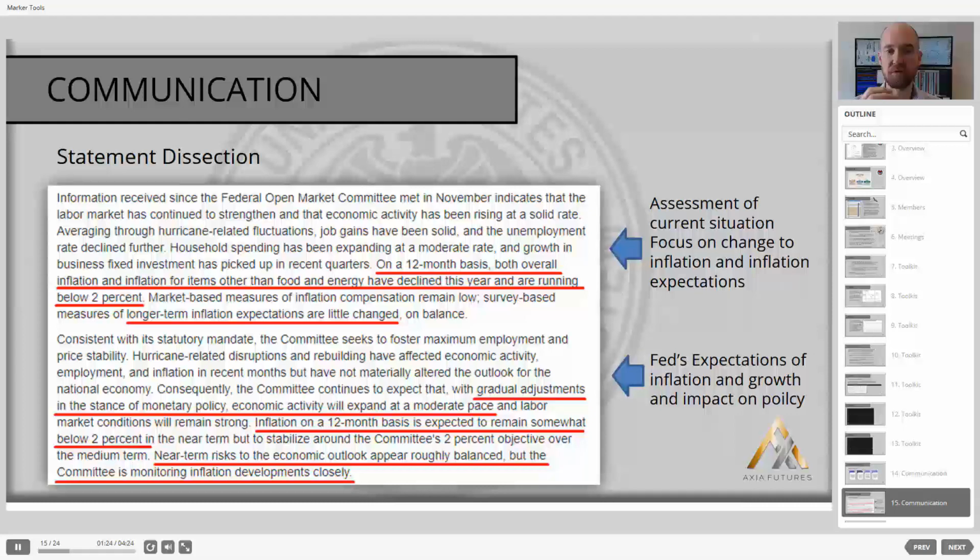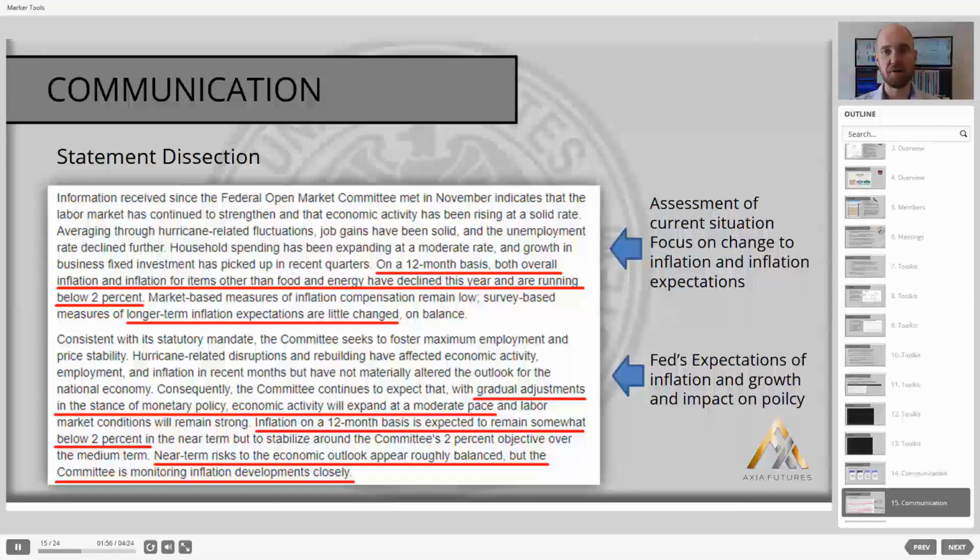So they give a 12-month basis, so a short-term inflation view. And in the December 2017 statement, they said that both overall inflation and inflation in terms of items other than food and energy have declined this year and are running below 2%. So that's your inflation and your core inflation running below 2%. They then talk about longer term expectations, and these are little changed. So that's the current situation.